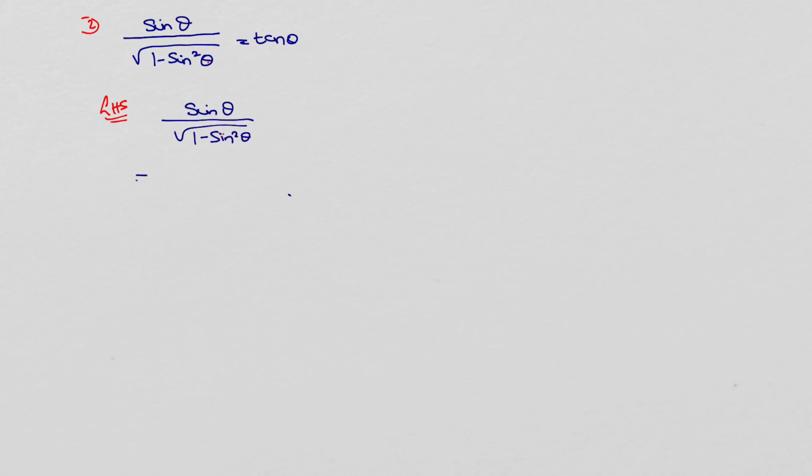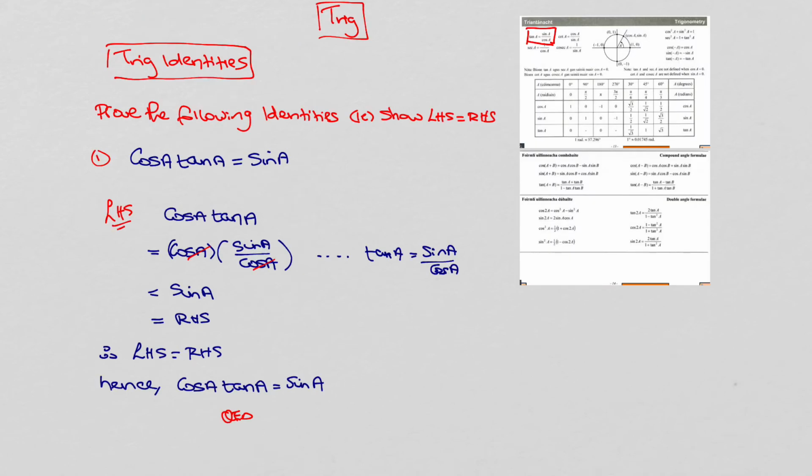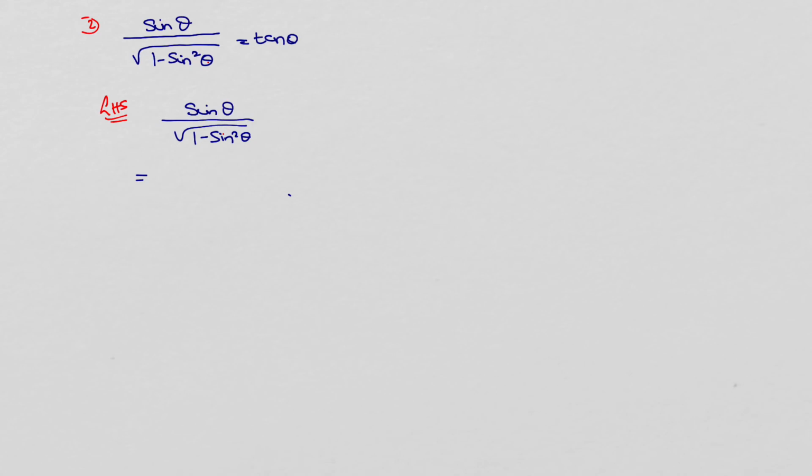Now, if I go back to page 13 there in my maths tables, you can see that we have our most commonly used identity, cos squared plus sine squared is equal to 1. So if I say cos squared theta plus sine squared theta is equal to 1, well, what that means is that cos squared theta is equal to 1 minus sine squared theta. So that means that instead of 1 minus sine squared theta on the bottom here, I can say cos squared theta. And of course, the square root of cos squared theta is just cos theta.